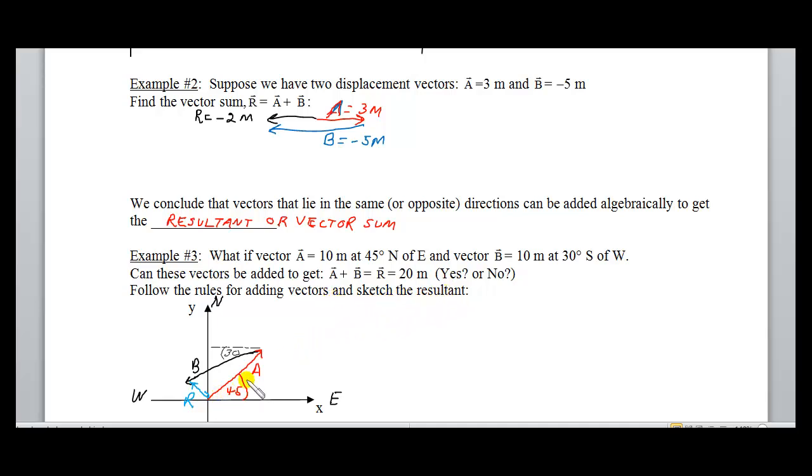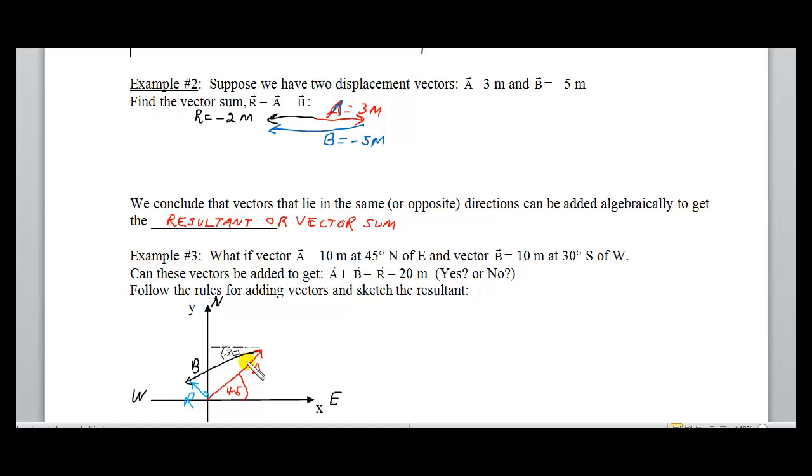So here's vector A at an angle of 45 degrees. Here's vector B, which is 30 degrees south of west. So in other words, here's my angle, 30 degrees. If I went due west, I'd go this way, but I've got to go 30 degrees toward the south to get on my vector B. So this is my vector B, and I'm connecting the tail of vector B to the head of vector A, the tail to head method.